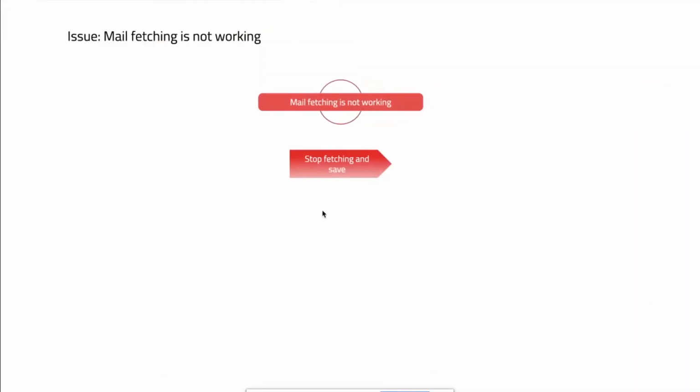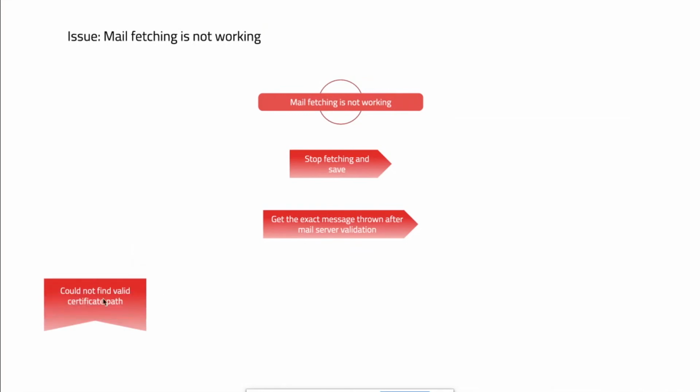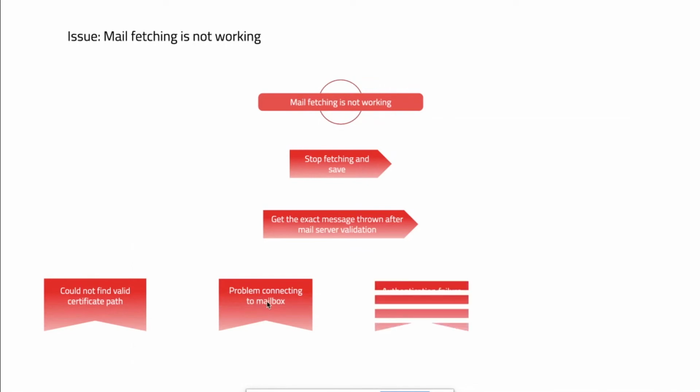So I think we halted with the presentation because we went ahead with it. So get the exact message thrown after the mail server validation. So I said stop fetching. When you do stop fetching, you get the actual message, whether it is the communication failure or it is the certificate failure. And then, could not find valid certification path. That was the second case we discussed. And then problem connecting to mailbox was the first one.